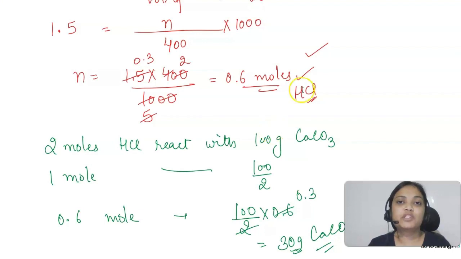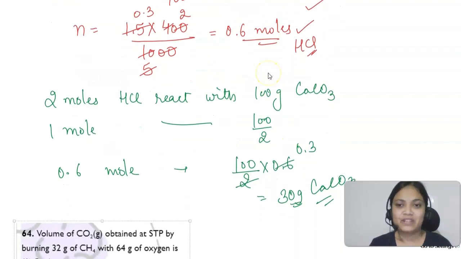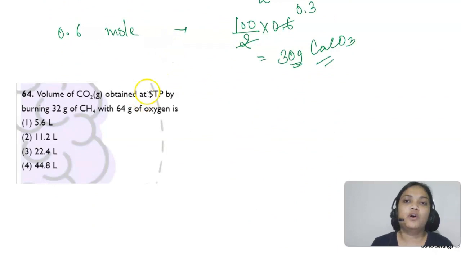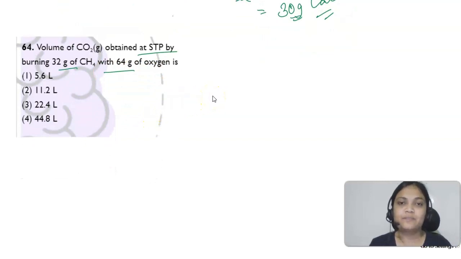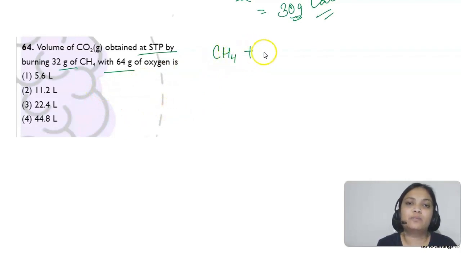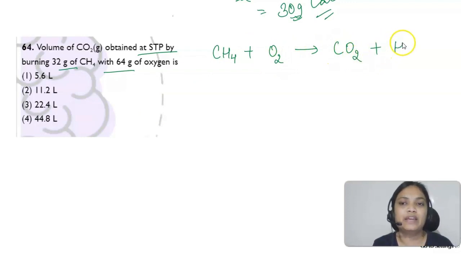Okay, students, next question, again from stoichiometry, but another different type of question. Volume of CO2 obtained at STP by burning 32 grams of methane with 64 grams of oxygen is. Firstly, we are burning methane. Let's write the equation: CH4 plus oxygen gives, whenever a hydrocarbon burns, CO2 and H2O. Now you need to balance this equation. So I'm writing the balanced equation. You can clearly see the number of hydrogen atoms is 4, oxygen is also 4, and carbon is 1. So this is the balanced equation.